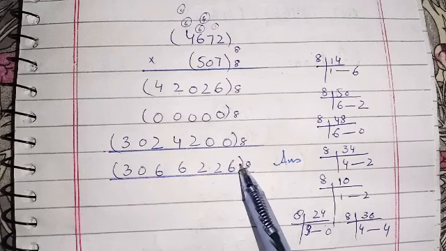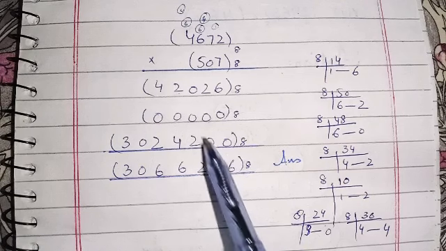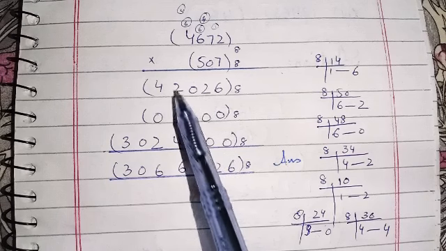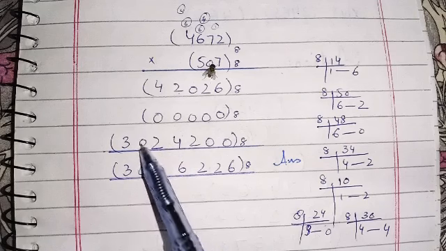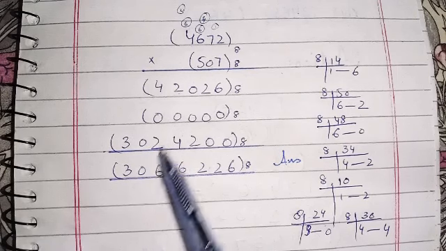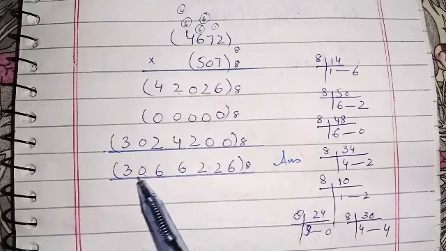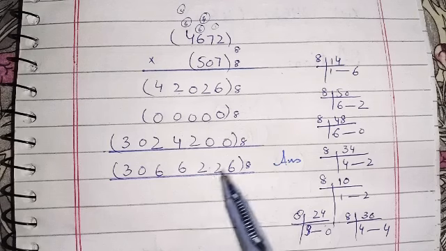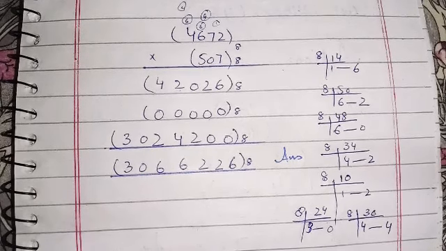Now we will add the values. 6 we will write as it is because 6 is a digit of the octal number system. 2 we will write as it is. Again 2 we will write as it is. 2 plus 4 we got 6. 4 plus 2 we got 6. 0 we will write as it is, and 3 we will write as it is. So the product of these two octal number system numbers is 3066226 with base 8. I hope students understand all this question very well. Take care.